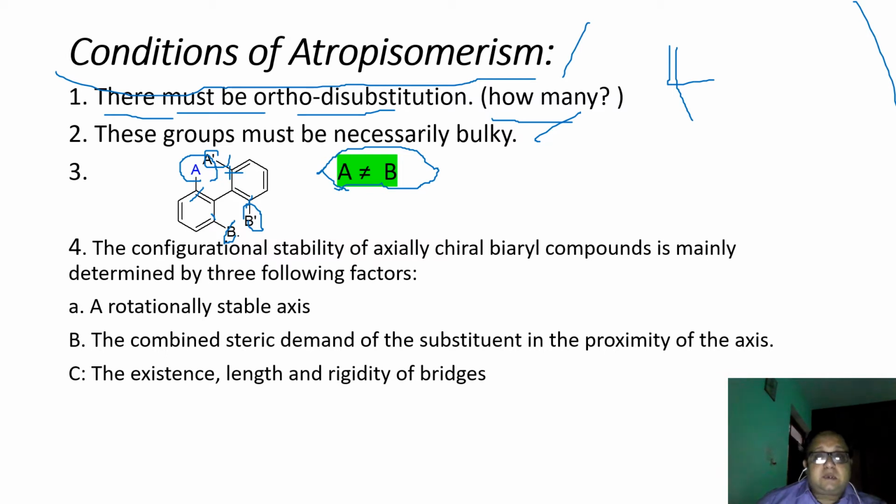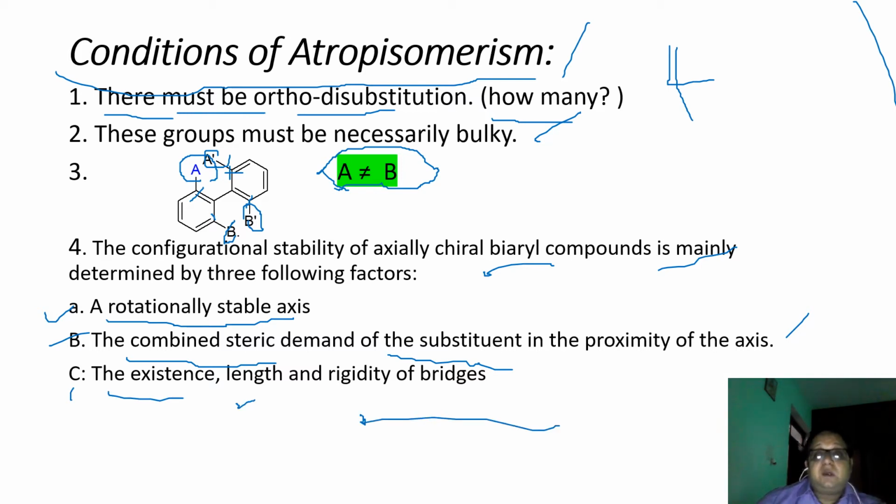The configurational stability of an axially chiral biaryl compound is mainly determined by the 3 following factors. Number 1, a rotationally stable axis. Number 2, the combined steric demand of the substituents in the proximity of the axis. Number 3, the existence, length and rigidity of the bridges. So these are the conditions that a biphenyl molecule must possess in order to exhibit atropisomerism.